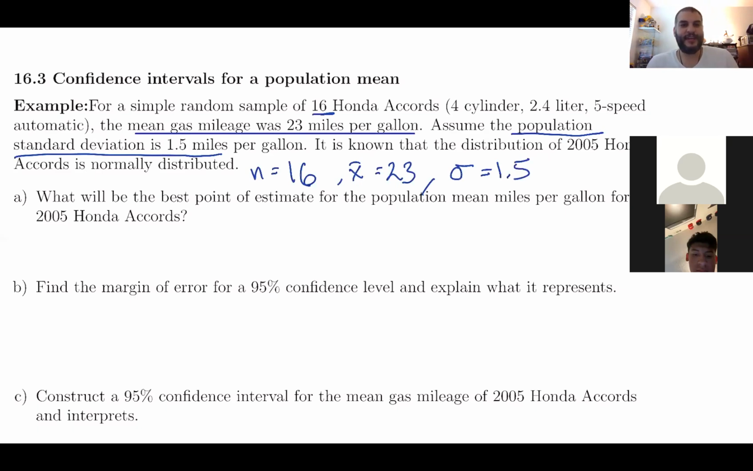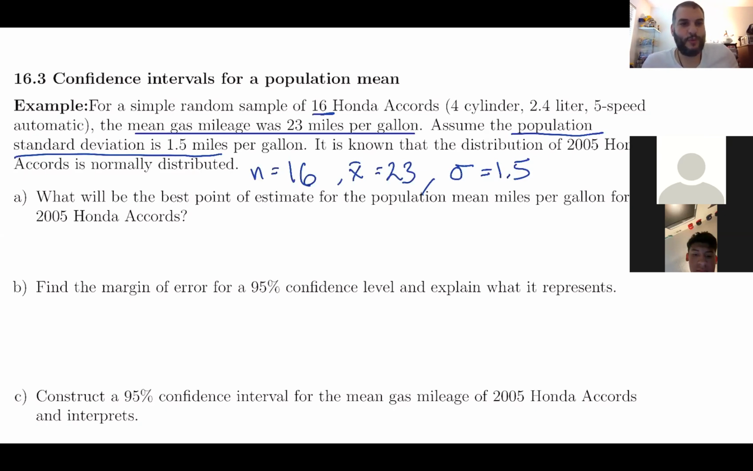Before you even get started with the problem, you want to go ahead and just label everything. That way, once you're actually doing the problem, it makes it a lot easier, because now we already have everything labeled. So we could easily just input it into the formula. All right, but any question in regard to n, x bar, or sigma? Okay, so let's do part A.